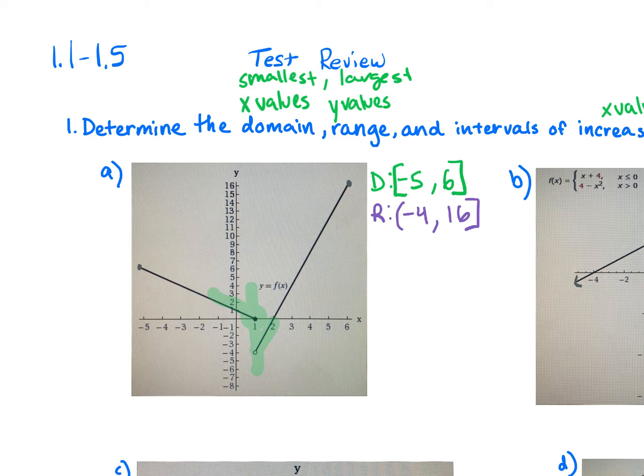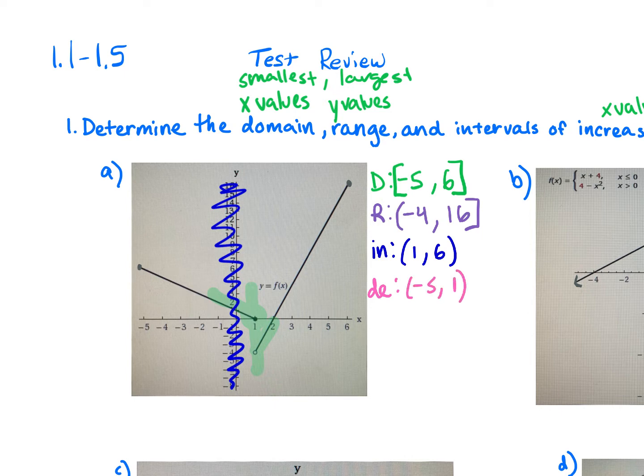Next, let's find where our graph is increasing. So our graph would be increasing from 1 to 6, because remember, we ignore the y values for increasing, decreasing, and constant. We're just looking at the x values. So from 1 to 6, and it's always parentheses. So 1 to 6, we're increasing. And then we would be decreasing from -5 to 1. And then we're not constant anywhere.